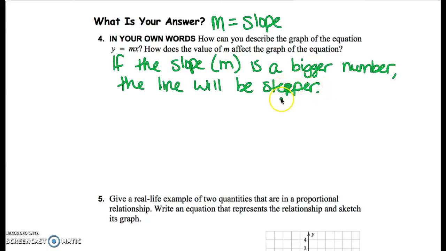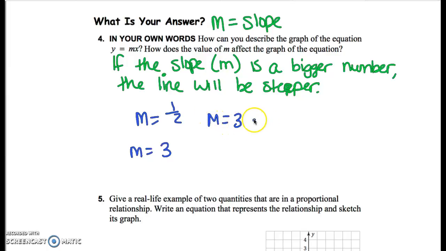It should be steeper right there, okay? And then obviously if it's a smaller number, it's not going to be as steep. So let's compare two slopes. If I had a slope of 1/2 and a slope of 3, which line is going to be steeper?